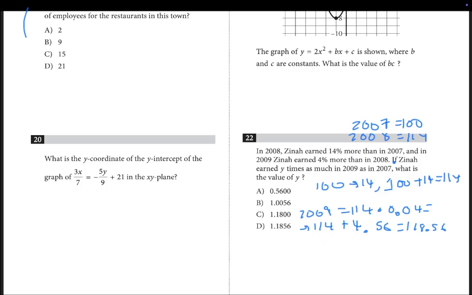So now we're going to look at what y represents. If Zyna earned y times as much in 2009 as in 2007, what is the value of y? So really all we have to do is put the value of 118.56 over 100. That's going to equal 1.1856, our answer of D, as we get 1.1856 times. And that's module 1 for you guys.